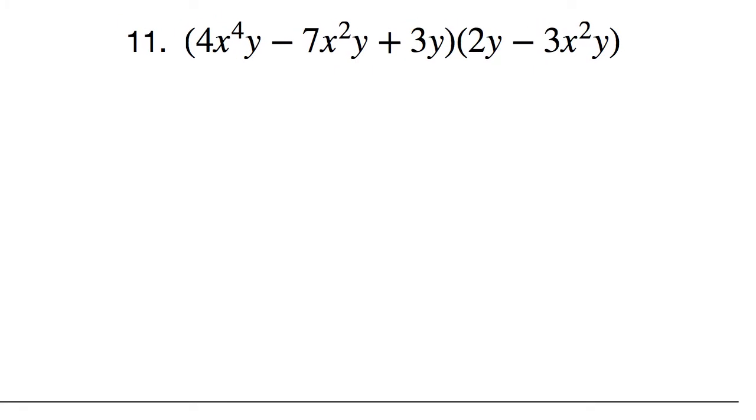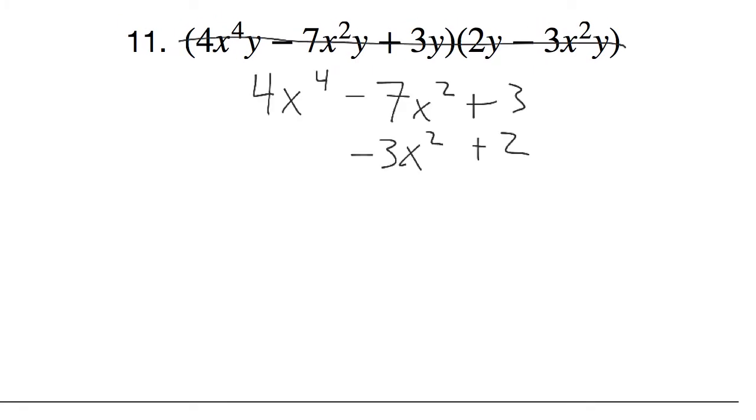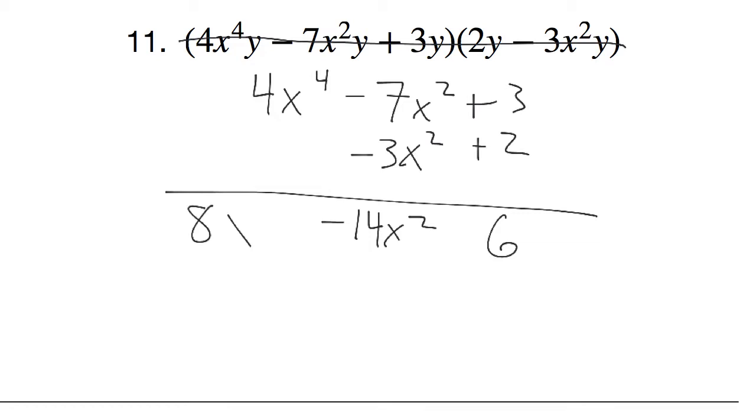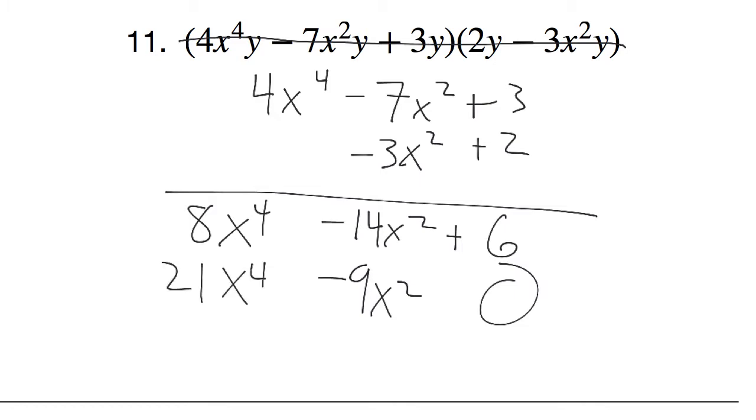Here I'm going to change this so it's a little easier. And it looks like this. So now we have 2 times 3, which is 6. 2 times negative 7, negative 14x squared. 2 times 4 is 8x to the fourth. 0. I think the most satisfying part is just writing that 0. It's great. Negative 3 times positive 3 is negative 9x squared. Negative 3 times negative 7 is 21x to the fourth. And negative 3 times 4 is negative 12x to the sixth.